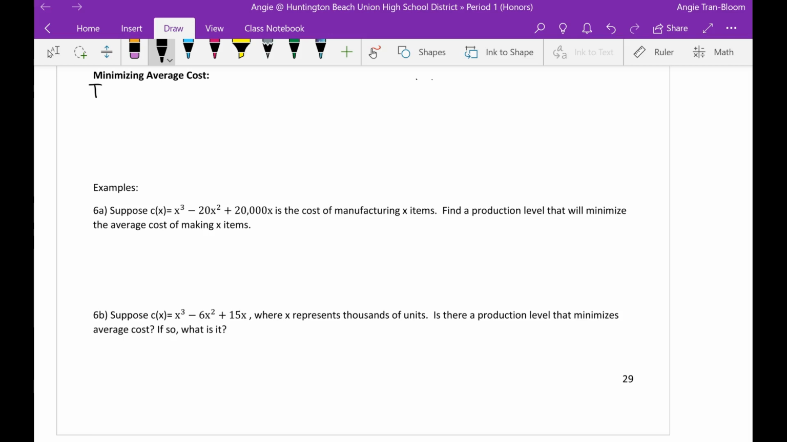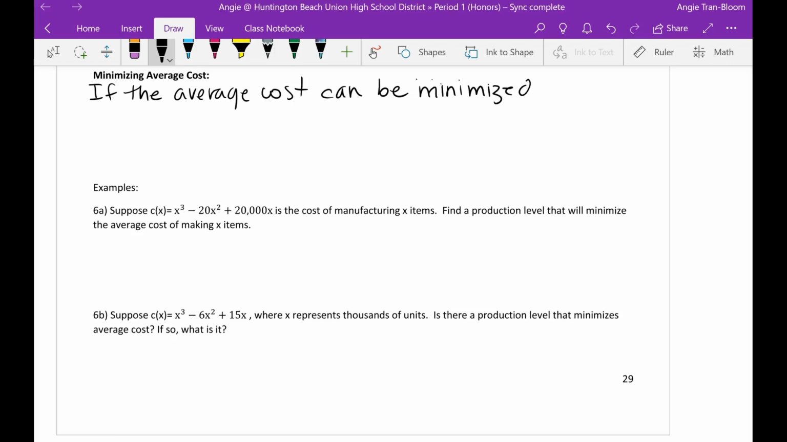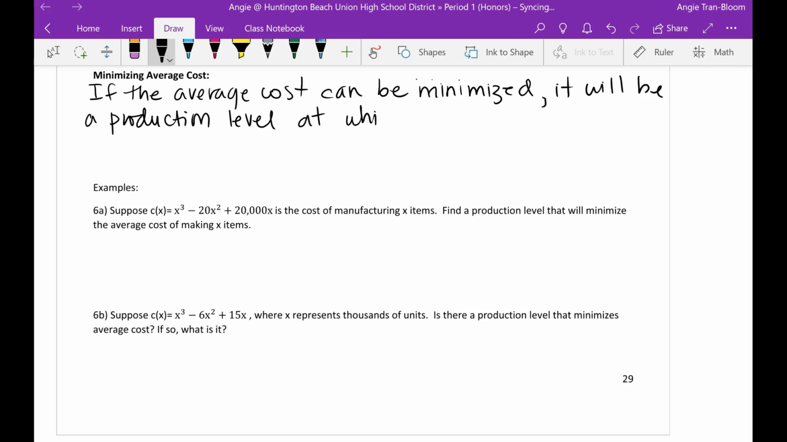So by definition, if the average cost can be minimized, it will be a production level at which C prime of x equals C of x over x. Okay, this is an important formula. This is what we're going to be using next.